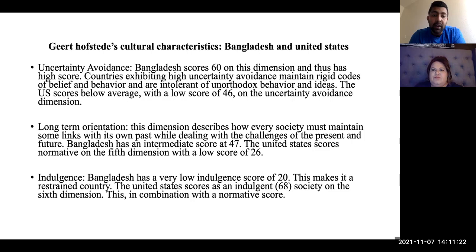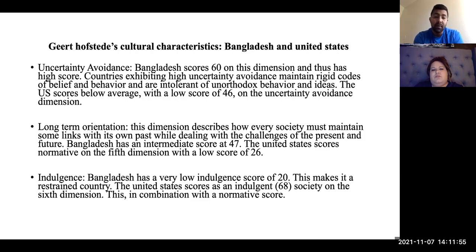Then the long-term orientation. We can see that this dimension describes how every society must maintain some link with its own past while dealing with the challenges of the present and future as well. Bangladesh has an intermediate score at 47, and on the other hand, the US scores pretty low, only 26.